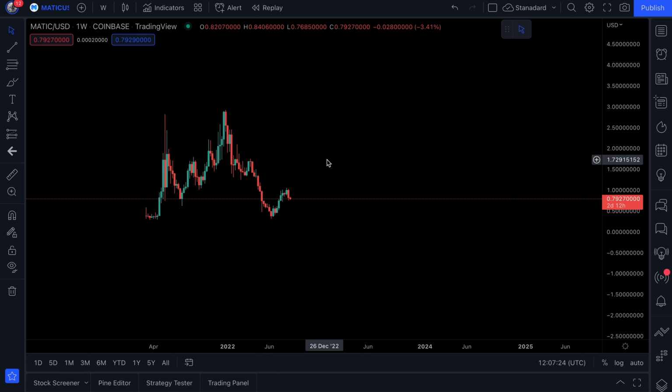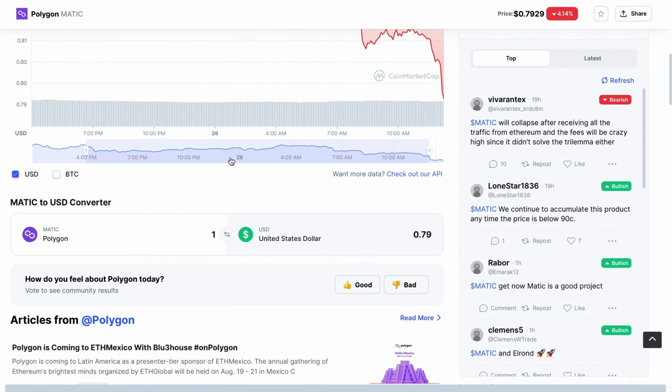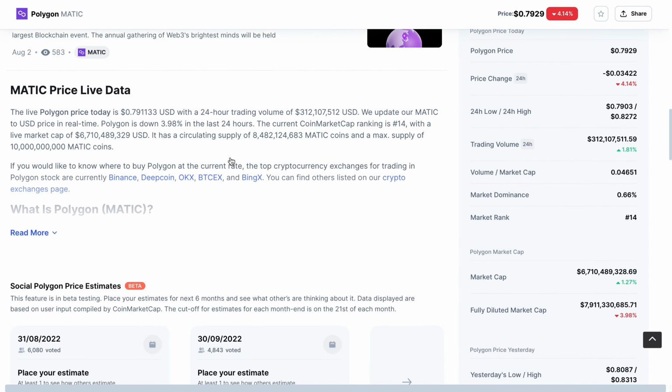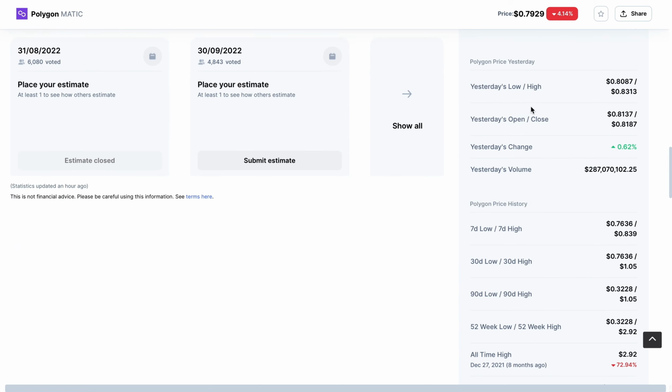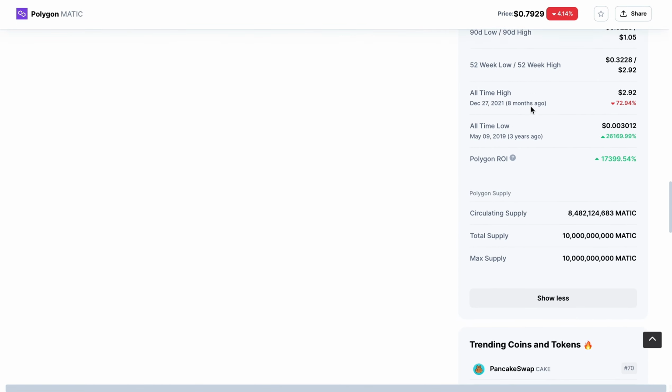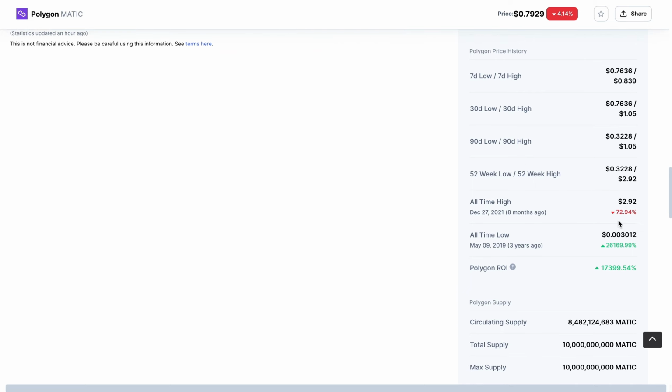Now, firstly, let me just show you guys something very interesting. This project had a fantastic run in 2021, reaching all-time highs of around $2.90. Let's get the exact amount here. Here we go. The current market cap is at $6.7 billion. The actual all-time high was $2.92. It's actually down 72%. Let's just call it 73% down from its all-time highs.